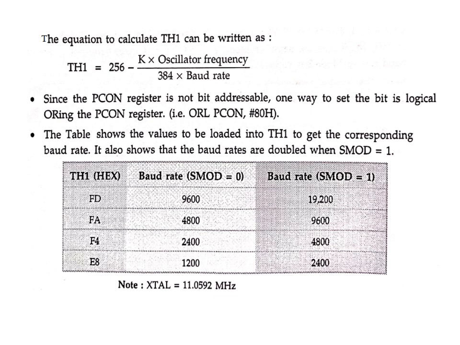If it is required to get a baud rate of 9600, the SMOD bit of PCON should be loaded with the value 0, and TH1 should be loaded with the hexadecimal value FD. If it is required to get a baud rate of 19,200, then again TH1 should be loaded with FD and SMOD should be loaded with the value 1. If it is required to get a baud rate of 4,800, then SMOD should be loaded with value 0, and TH1 should be loaded with value FA hexa.